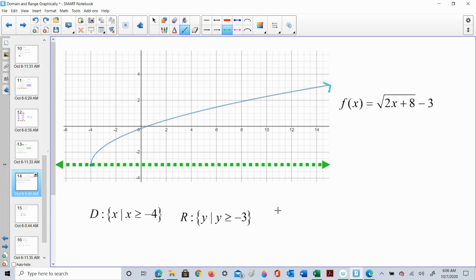And go back to here. All right, so how do we write that? Our domain is x such that x is greater than or equal to -4. Range, y such that y is greater than or equal to -3.